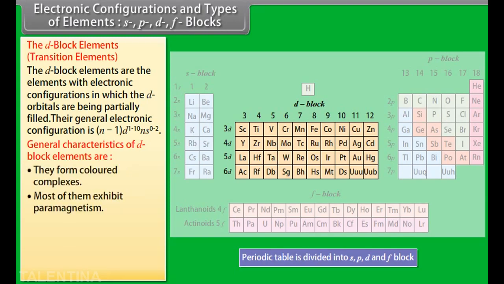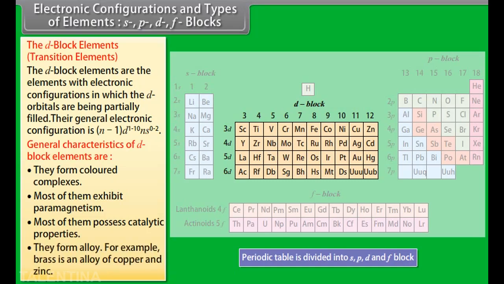Most of them exhibit paramagnetism. Most of them possess catalytic properties. They form alloys. For example, brass is an alloy of copper and zinc.